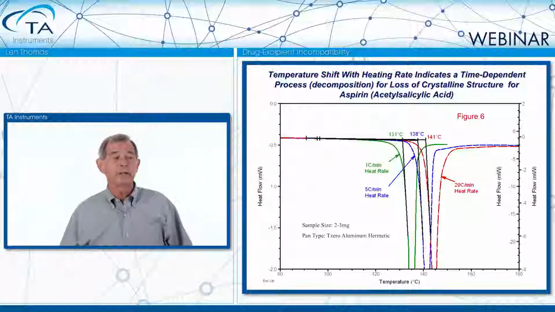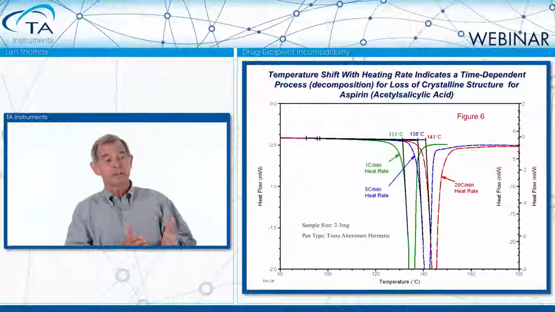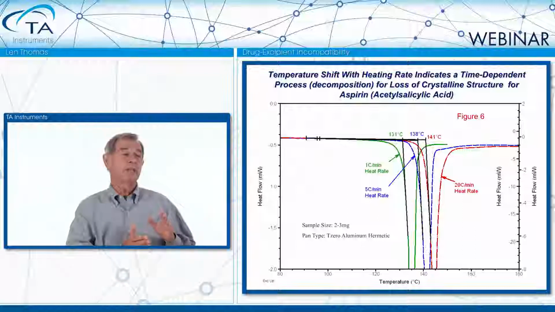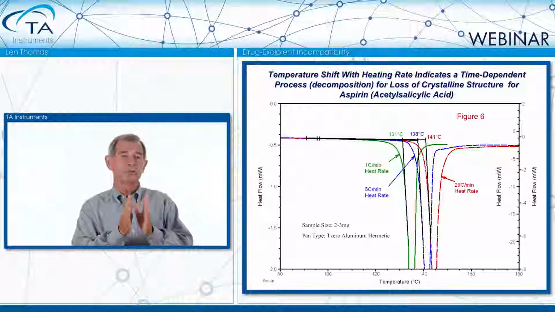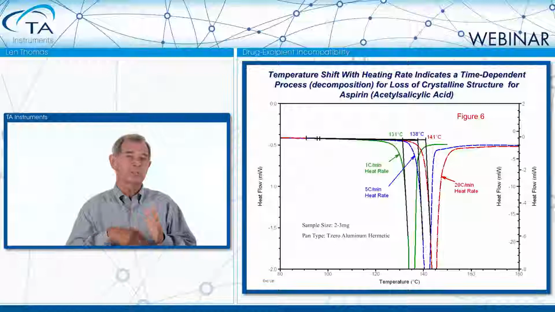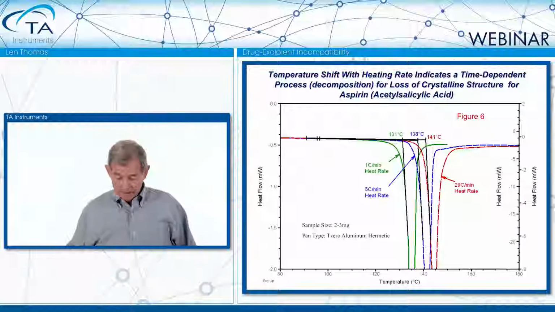the 1, 5, 20. And with the aspirin, what you see is that when you heat it 20 degrees per minute, you get an onset temperature of about 141. When you drop the heating rate to 5, the onset temperature moved down to 138. At 1 degree per minute, the onset temperature was 131. So clearly, there's no constant temperature for the conversion of crystalline structure to amorphous. And that's because there's a kinetic process driving this, and that's apparent melting. Okay? So anytime you have a shift like that, that's apparent melting.